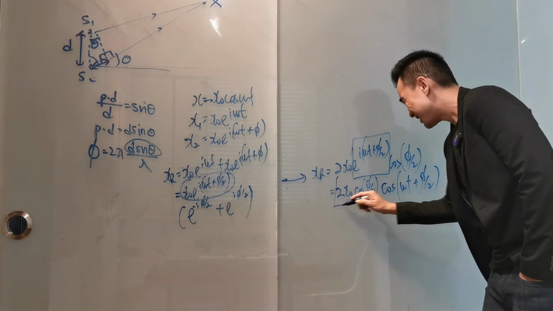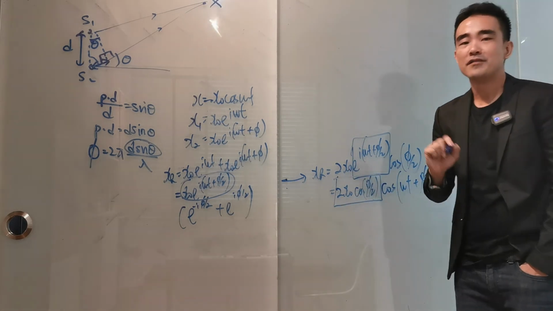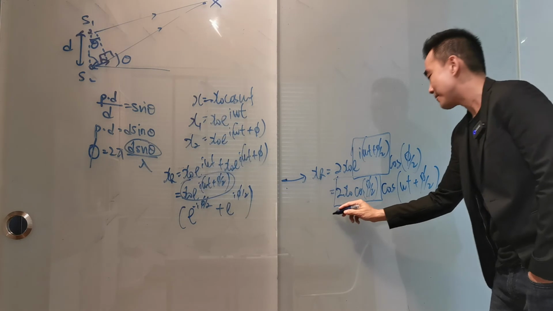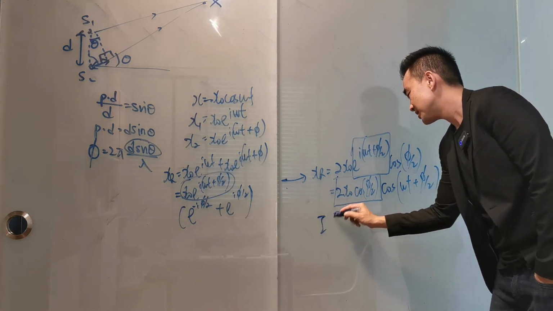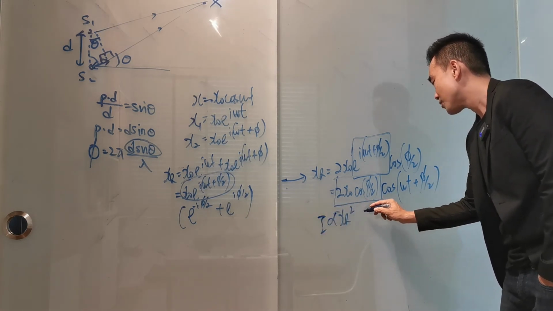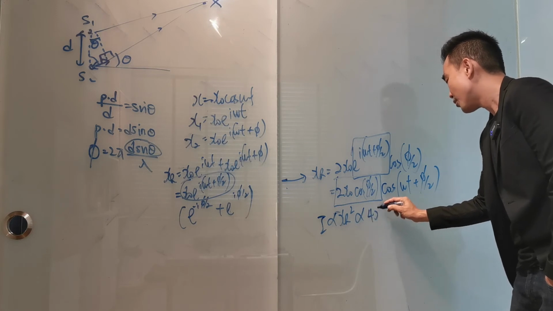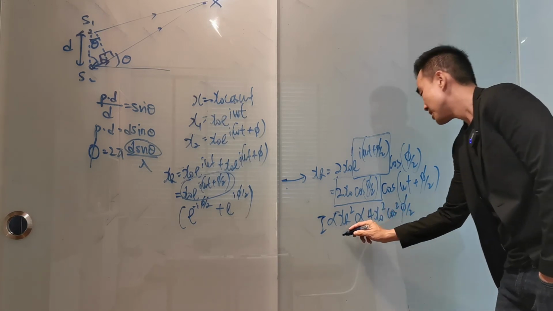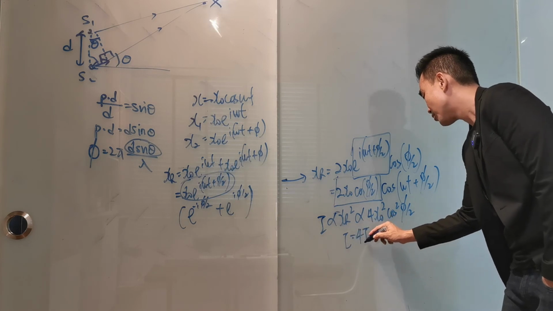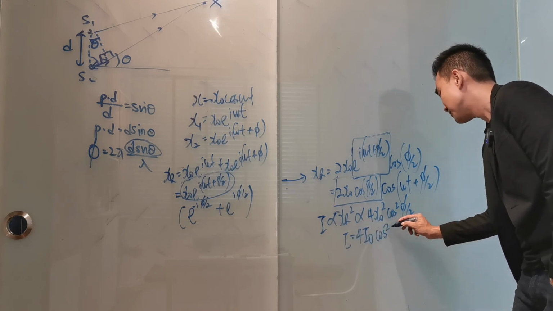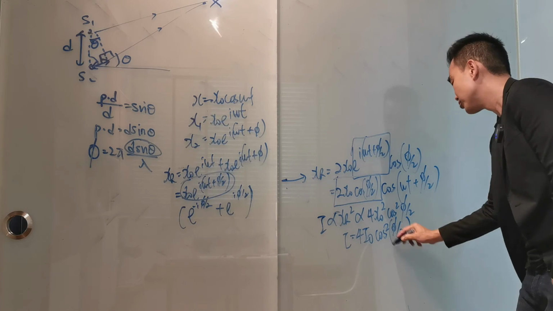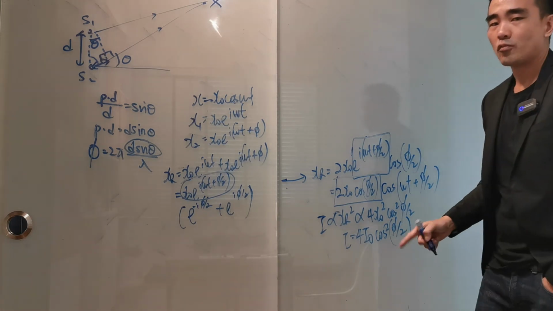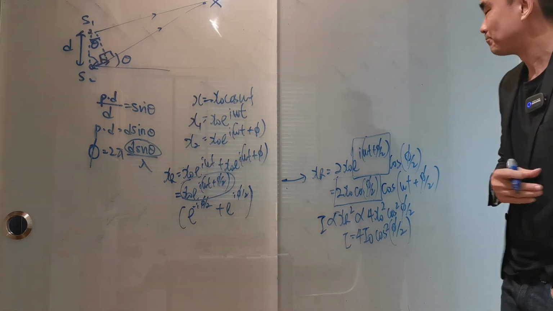And can you see that this is the non-time varying factor, which is therefore the amplitude. So the intensity is proportional to xr squared, which is proportional to 4x naught squared cosine squared phi upon 2, which therefore we can say is 4 times the original intensity times cosine squared phi upon 2. And this is identical to what we proved just now.